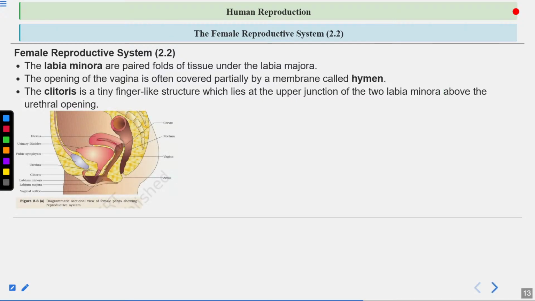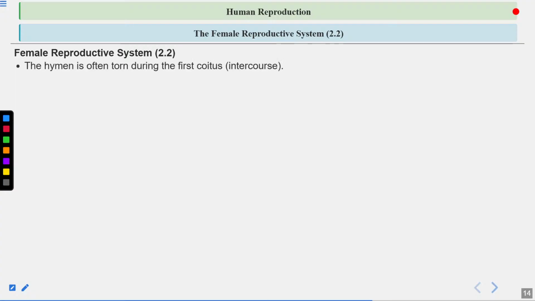Again, you can see here the diagram of the female reproductive system. You can see here the cervix, vagina, anus. Labia majora, labia minora and clitoris you can see here. Now the hymen is often torn during the first coitus, which is known as intercourse. Coitus is also known as sexual intercourse. But it is not always true that the hymen is torn during the first coitus. The hymen can be broken due to other reasons also.